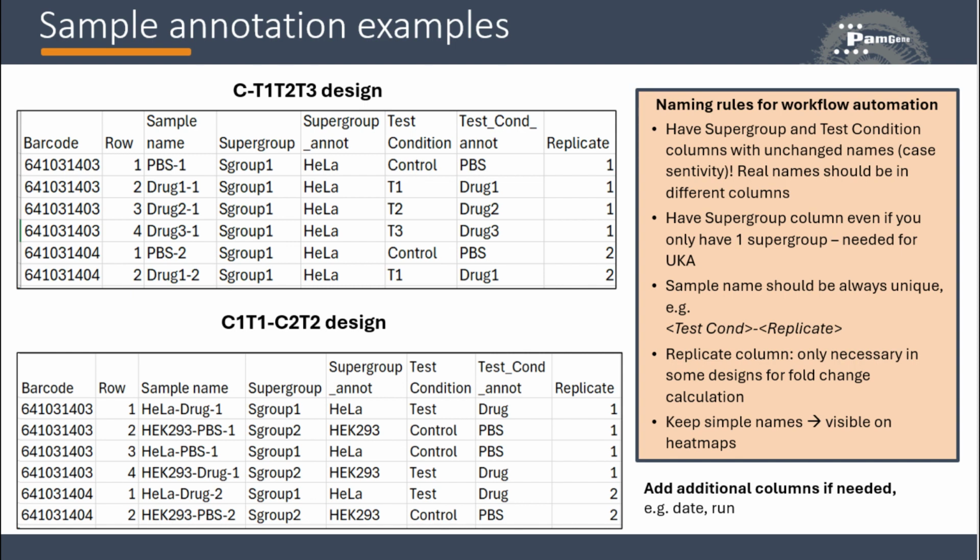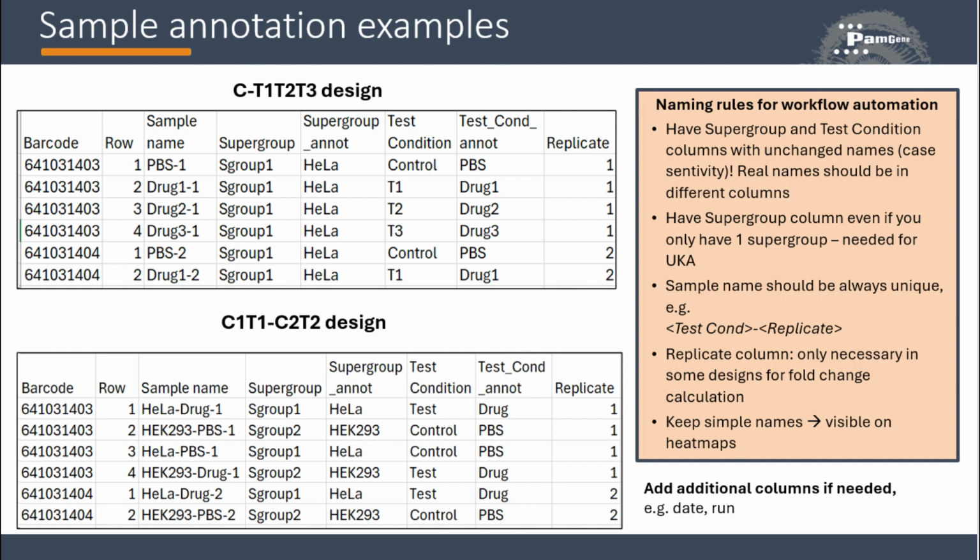the replicate number. Importantly, we set up our workflows to click as little as possible. Therefore, we need to follow some rules in the sample annotation, which you can see here on the right side. I have already told you that the sample name has to be unique. Then, you always need to have supergroup and test condition columns with the same exact names, for example Supergroup 1, control, T1. Be careful that you don't make typos.